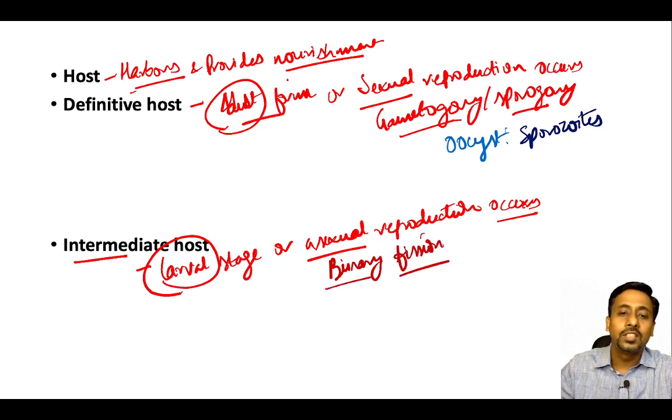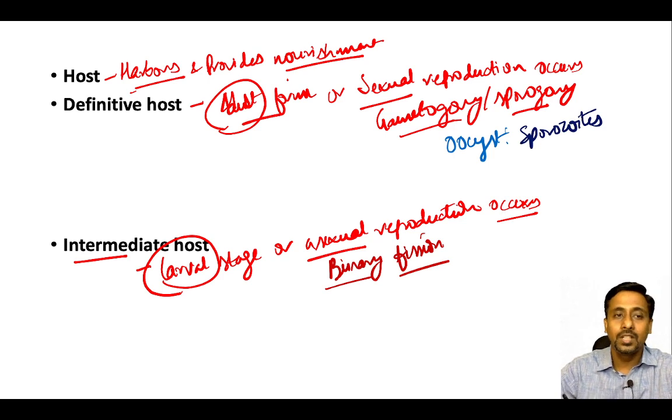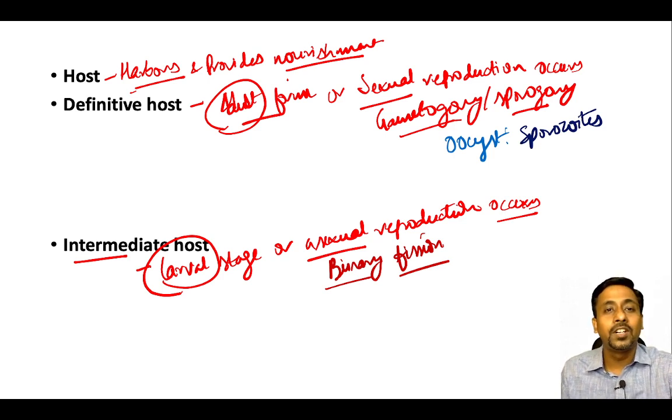Okay, so this is basically a method of multiplying the number. So in the intermediate host, the parasite just increases its number, whereas in the definitive host, they form a stage in which they can reproduce sexually by producing oocysts. So these are the two different types of host which we come to know.